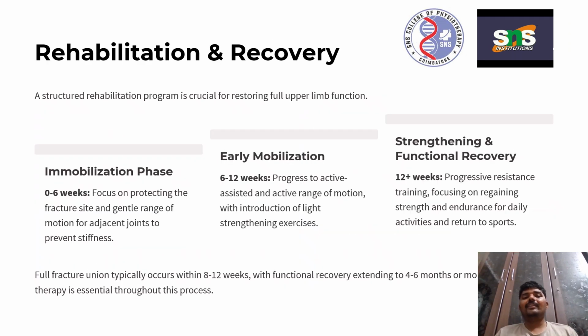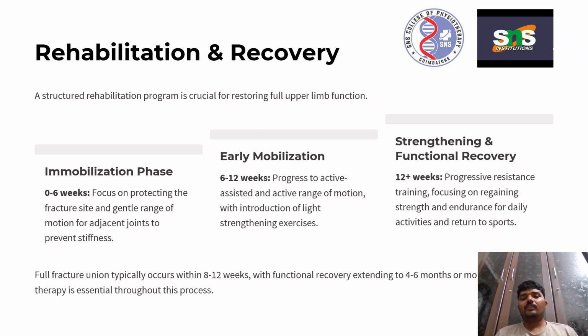Then rehabilitation and recovery. A structured rehabilitation program is crucial for restoring full upper limb function. The immobilization phase, 0 to 6 weeks, focuses on protecting the fracture site and gentle range of motion for adjacent joints to prevent stiffness. Then early mobilization, 6 to 12 weeks, progresses to active assisted and active range of motion with introduction to light strengthening exercise.